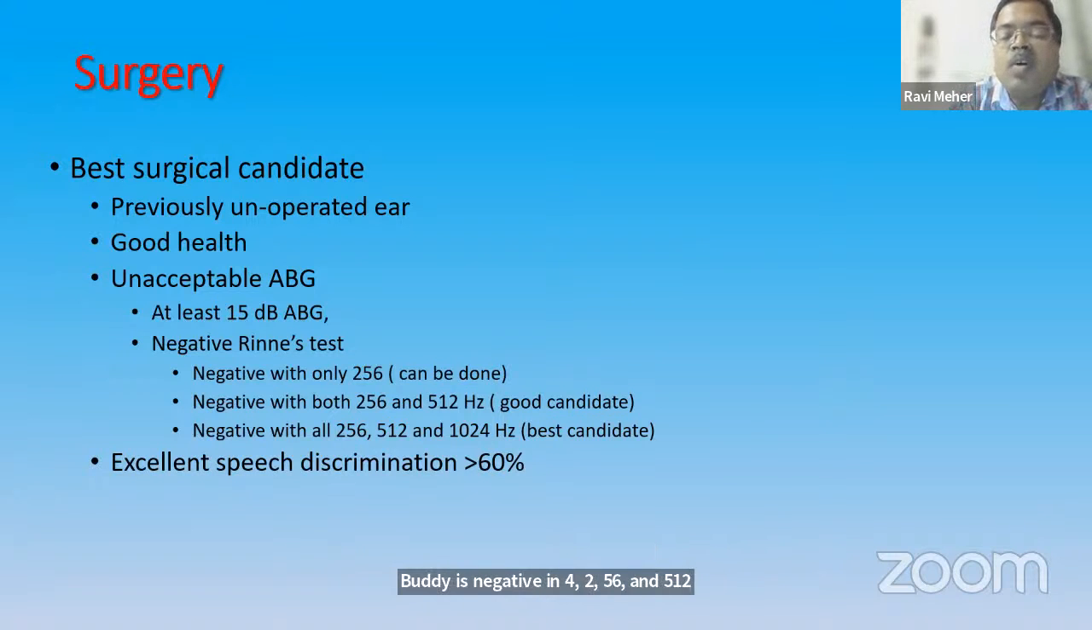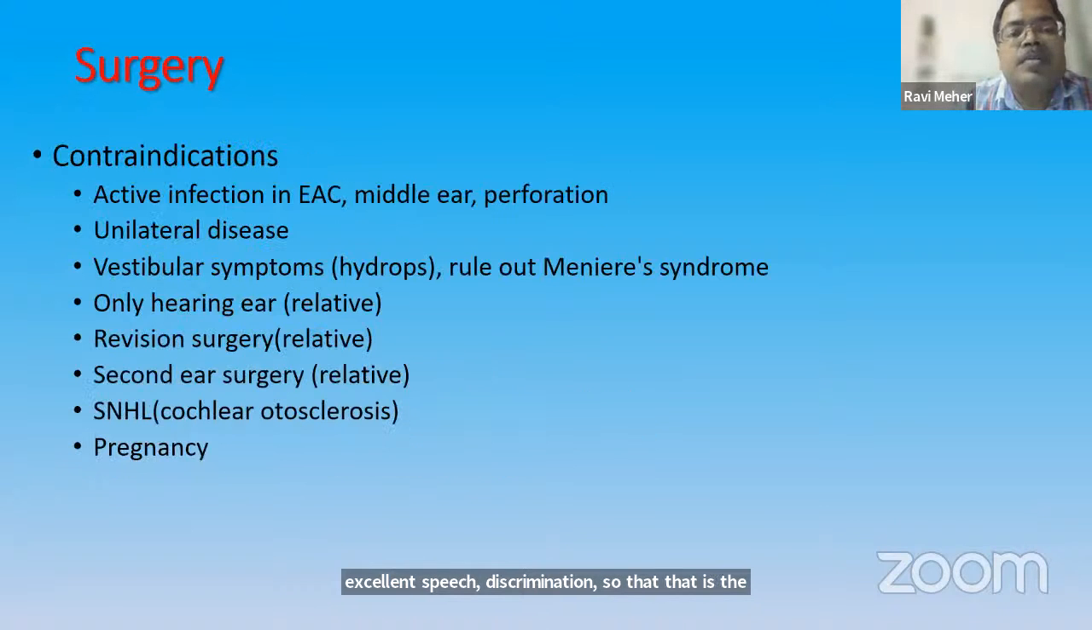And if it is negative with all three tuning forks, that means it is the best candidate, because the patient will have more than 30 decibel of conductive deafness. The patient should also be evaluated for any sensory component, and he should have excellent speech discrimination. So that is the best candidate for surgical intervention.